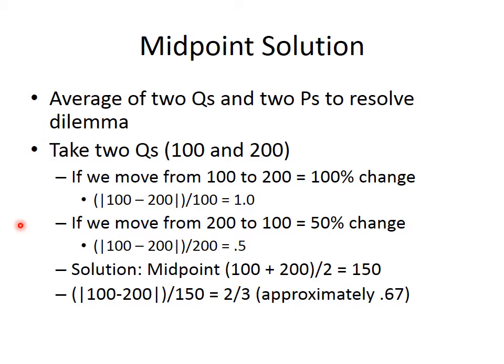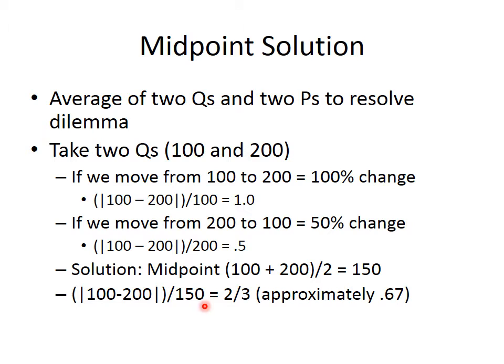Now, as we were just talking about, the average of two quantities and two prices resolves this dilemma. Take two quantities, 100 and 200. If we move from 100 to 200, as we just saw with the previous slide with prices, that's a 100% change. If we move from 200 to 100, that's a 50% change. You have the same reduction, 100 units, but it matters greatly which base you're using. And so we're going to standardize the base by taking the average of the two numbers, and that average is the midpoint.